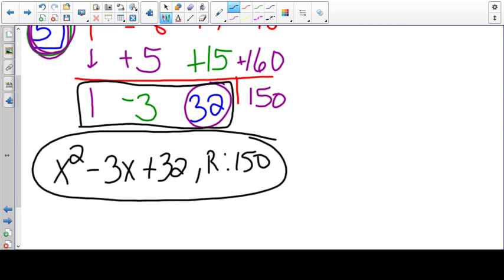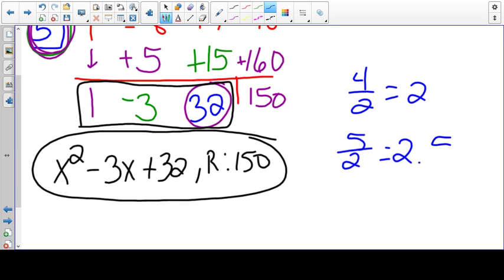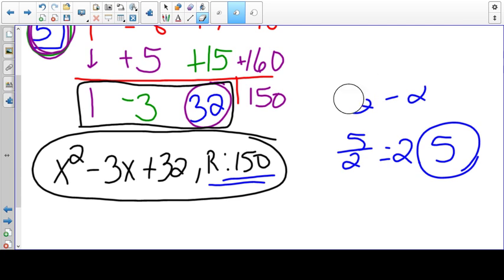Now, remainders are like extra stuff. So, for example, you don't need to write this down. We know that 4 divided by 2 is 2. There's nothing left over with that 2. It's just simply evenly divided into it. But 5 divided by 2 will give me 2.5. That 0.5 is the remainder, or stuff that's left over. So this remainder here is not 150, it's just the remainder of 150.